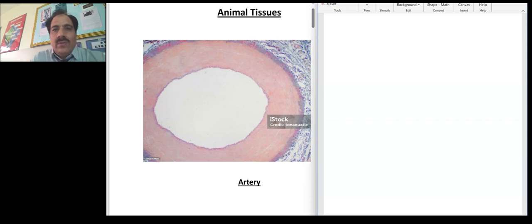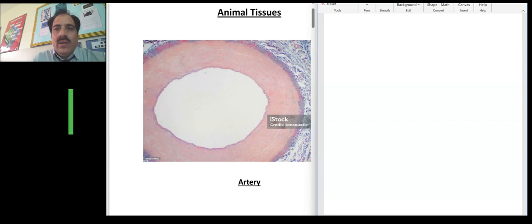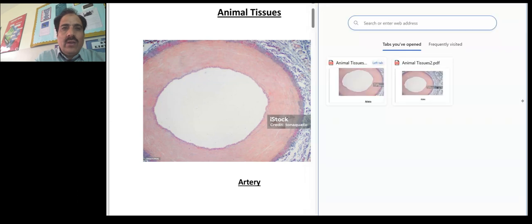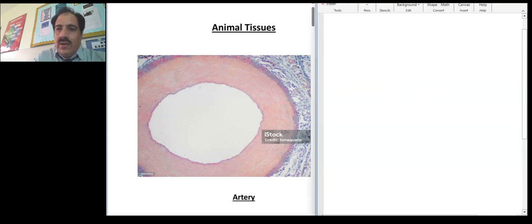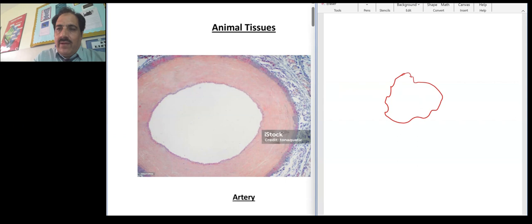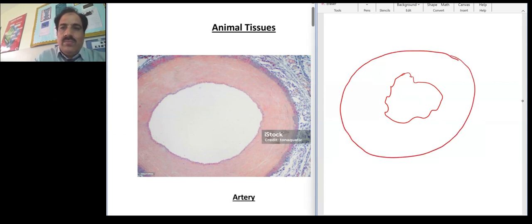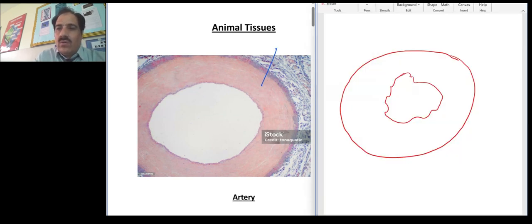First of all, on your screen, on the left side, we can see there is a TS of an artery shown. So how to make the TS of an artery in a plan diagram? We can see this is the tunica interna over here, which is crinkly in this case. So if we make the tunica interna, it should go like this one. Then we have a very thick tunica media, which is this one, muscular mainly. And then we have the tunica externa over here.